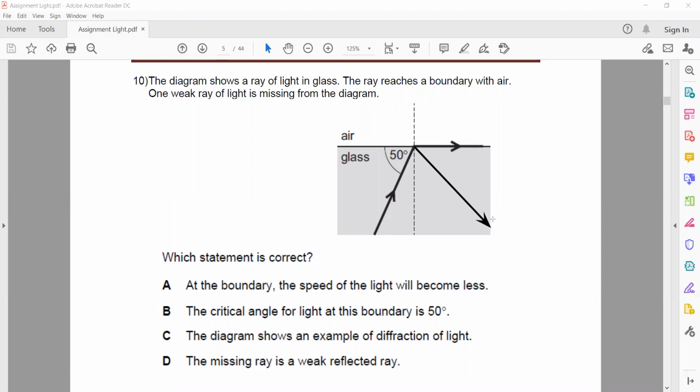Which statement is correct? At the boundary, the speed of light becomes less. It's moving from glass to air. So will the speed become less or more? Moving from glass to air, the speed will be more. So A cannot be the answer.